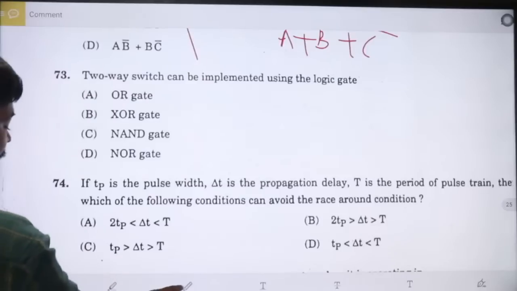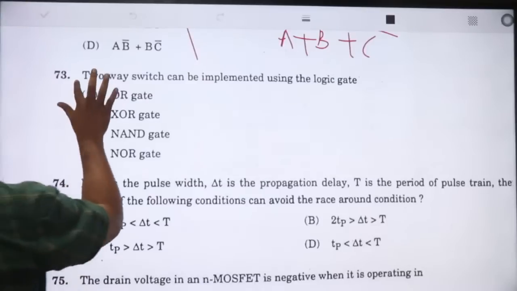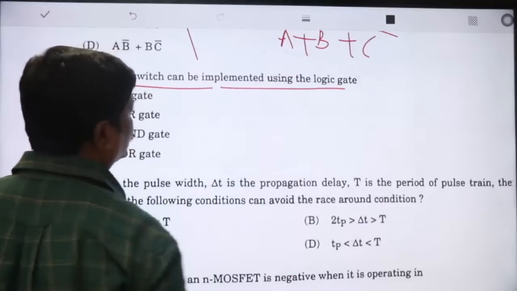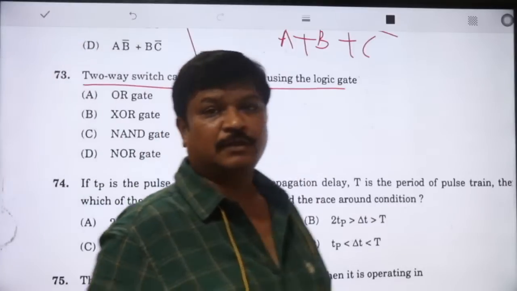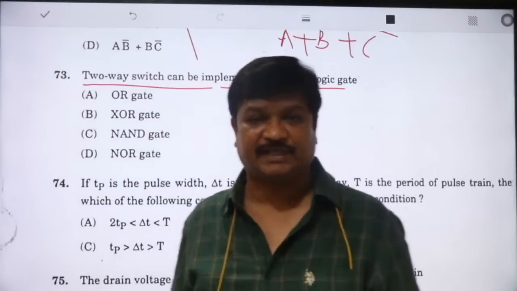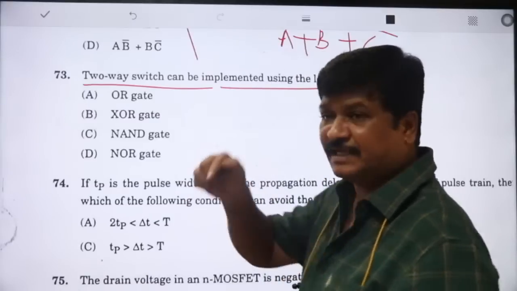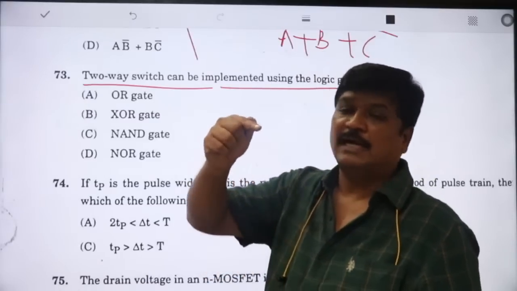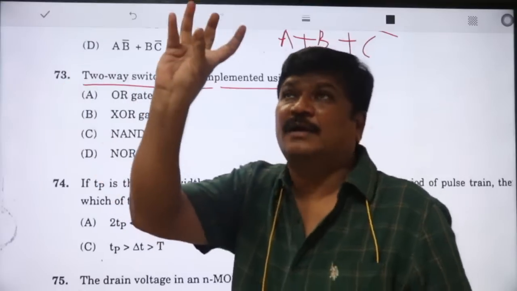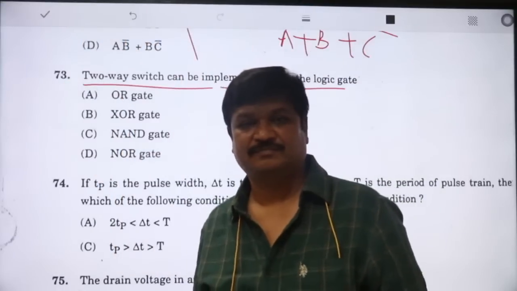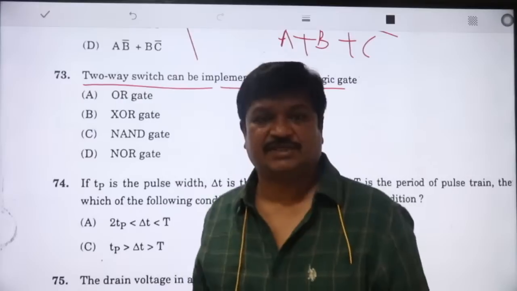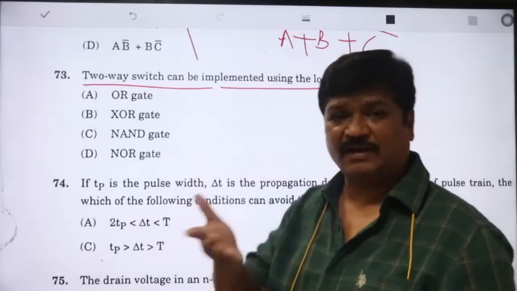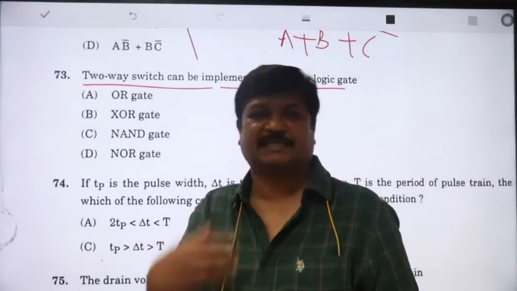So, see here. A two-way switch can be implemented using logic gates. A two-way switch means a staircase switch. One switch is in the down position, the other switch is in the up position, the light will glow. That is called a staircase switch. This question was already given in the GATE exam for electrical engineering students.